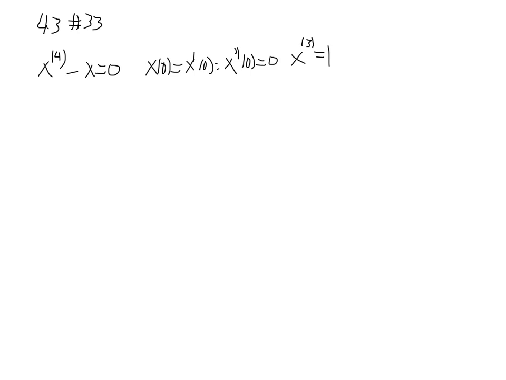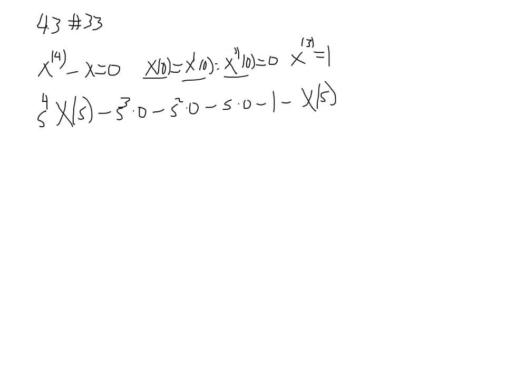Alright, this one, we're going to have s to the 4th, capital X. Then we're going to have minus s cubed times x at 0, which is 0, minus s squared times the derivative, which is 0, minus s times the second derivative, which is 0, minus the third derivative, which is 1, minus capital X equals 0.